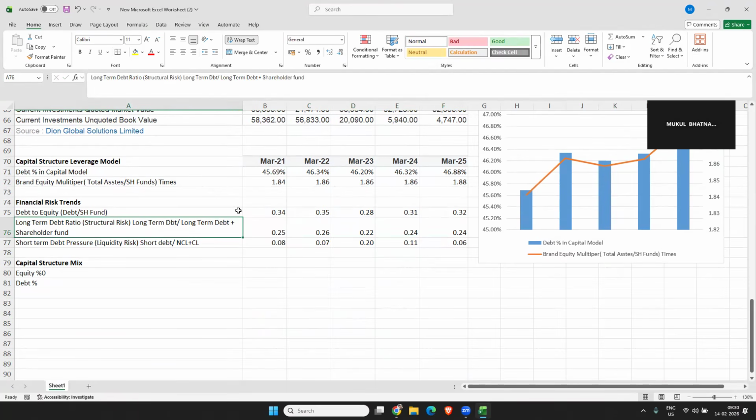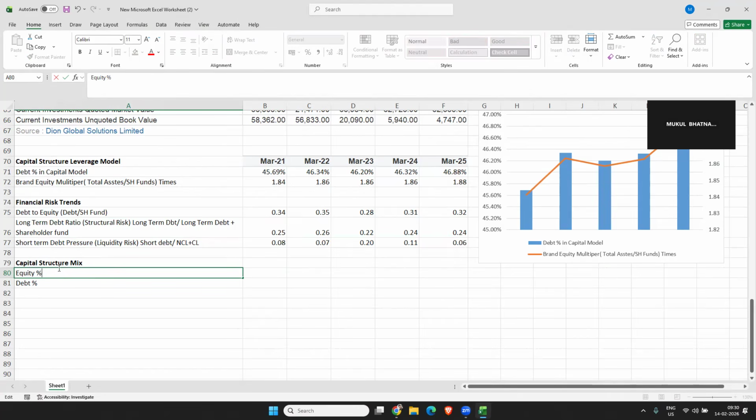In the similar way, we will be calculating the capital structure mix. So for the purpose of calculating capital structure mix, it is necessary that we are using equity and debt as a base. So for equity, let me write the formula here for you. For reference, for equity percentage, we will use shareholder funds and divide it by total capital and liabilities.